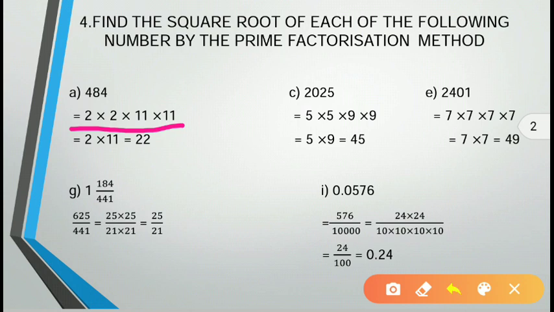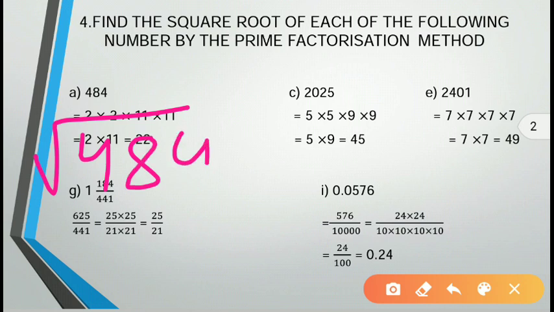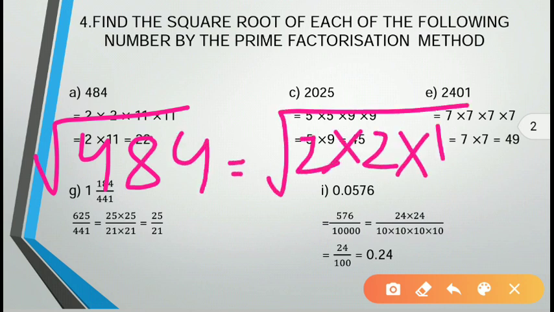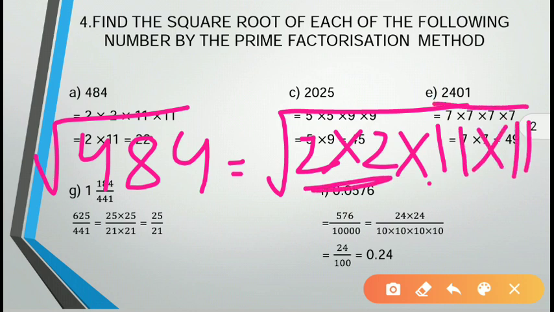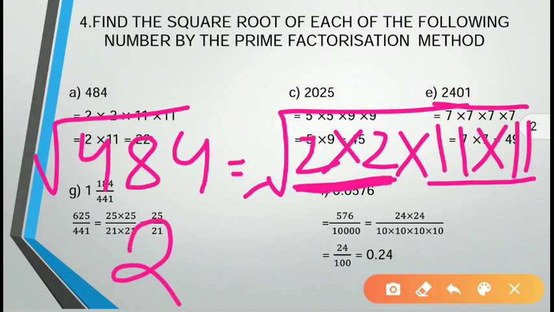Okay. So you need to find the square root. Square root means, suppose, like that only, under root 484. This can be written as under root 2 into 2 into 11 into 11. Now start making a pair. This is one pair. This is another pair. From each pair write the digit only one time. That means this is one pair. From this 2 into 2, from under the root you write only one time 2.